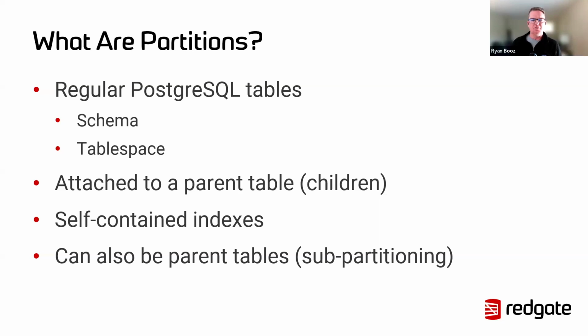These children tables, in the documentation, the partitioned table is the parent, and the partitions are the smaller children, the actual tables that are storing the data. And because they are actual tables, they have everything about a table. Self-contained indexes is one of the big advantages. And because they're tables, they themselves can also be partitioned if there's a use case for it.